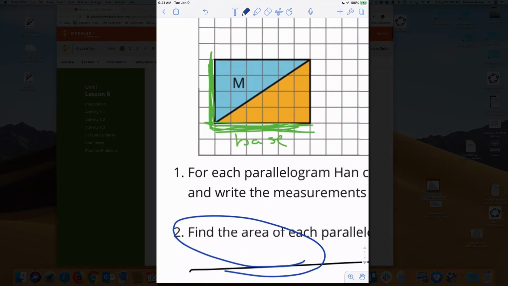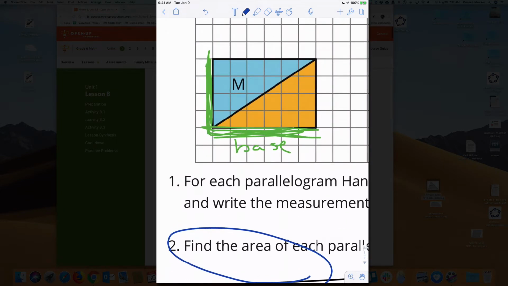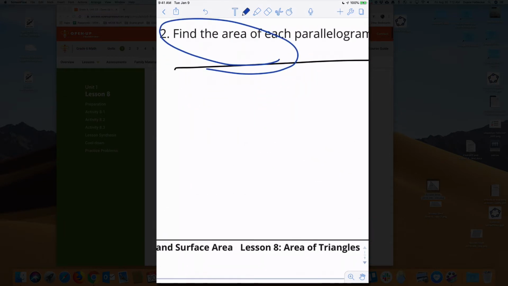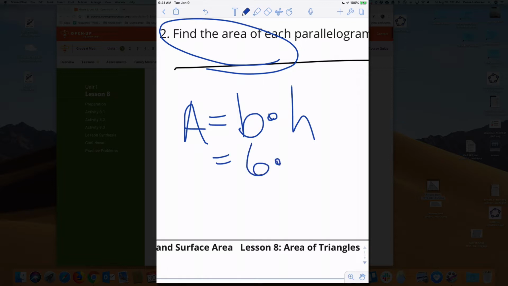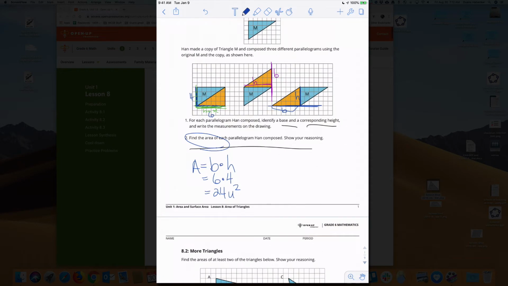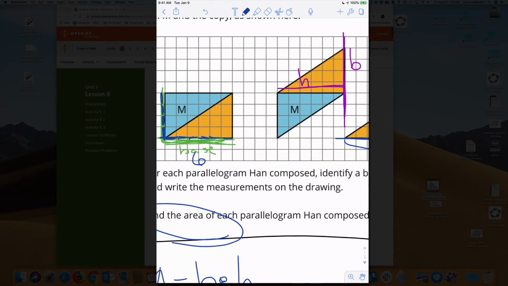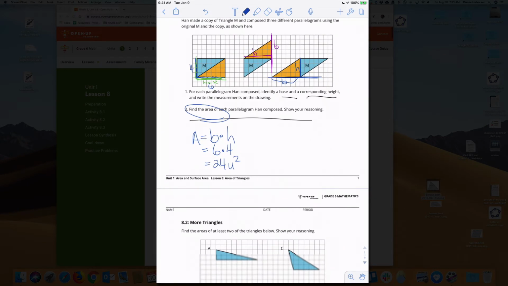All we have to do is take any of those bases and any of those heights. So let's do this one because it seems to be the simplest. The base is 1, 2, 3, 4, 5, 6. So the base is 6. The height is 1, 2, 3, 4. The height is 4 units. So the area is base times height. In this case, it was 6 units times 4 units, which gives us 24 square units. The area of all of them is going to be the same because it's the same two triangles making those parallelograms. In all cases, our answer is going to be 24 square units.